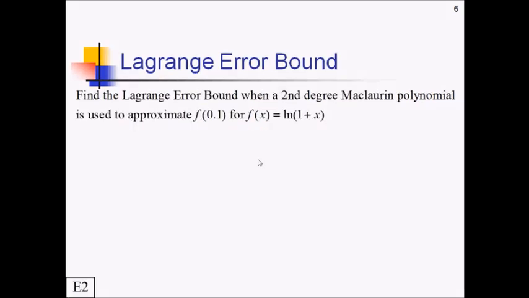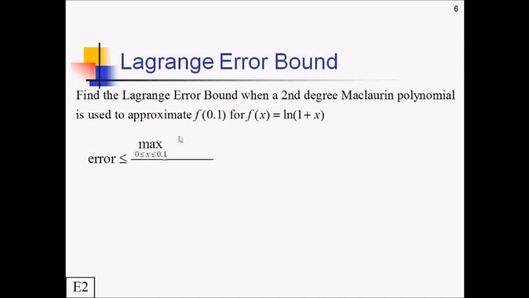Here's another example for us to try out. Find the Lagrange error bound when a second-degree Maclaurin polynomial is used to approximate f of 0.1 for ln of 1 plus x. Give it a shot. All right, so setting this up, again, they tell us Lagrange, so we go right away to our form. We have error less than or equal to, and now the magic fraction here. So what is our interval on this one? Well, our center, since it's a Maclaurin series, is going to be x equals 0. And our input value is 0.1. So we have the max from 0 to 0.1 then.